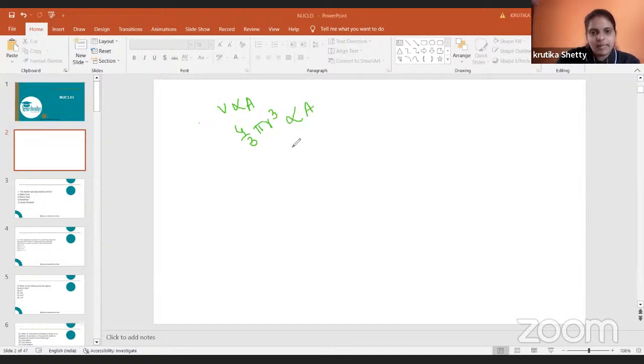So 4/3 pi is constant. I'll take capital R instead of small r. So R is equal to R naught A to the power 1/3, where R naught is a constant, and its value is 1.2 into 10 raised to minus 15 meter. So this is the size of the nucleus. The radius of the nucleus is given by R equal to R naught A raised to 1/3, where A is the mass number and R naught is constant, with the value 1.2 into 10 raised to minus 15 meter. This is regarding the size of the nucleus.